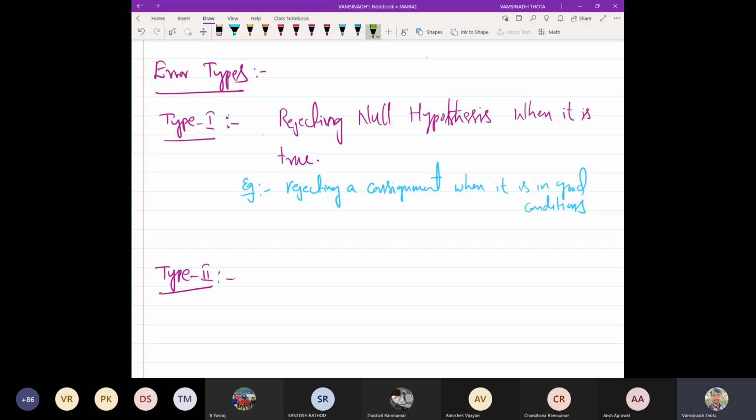Rejecting a consignment when it is in good condition means it is a loss to the manufacturer, right? So this is what we generally call the producer or the manufacturer risk.